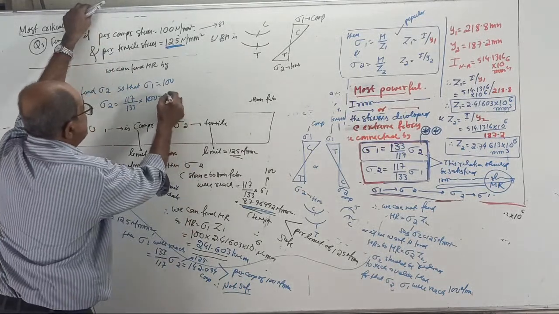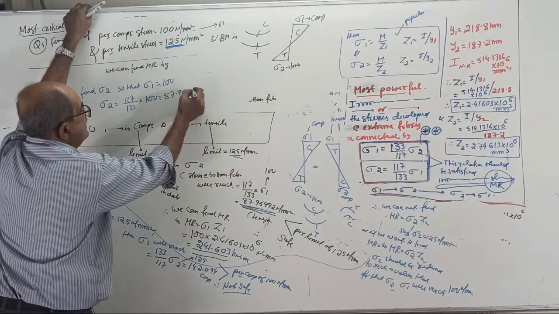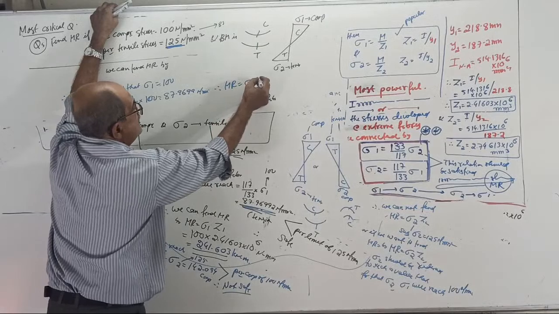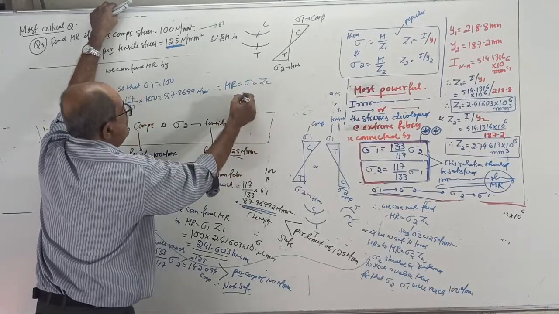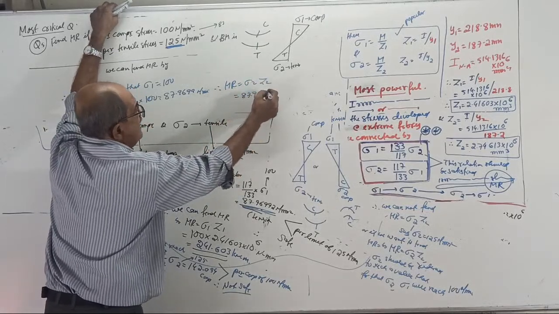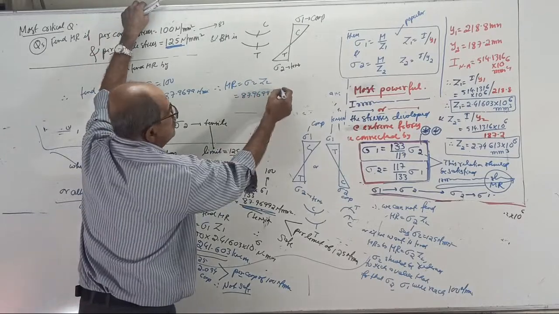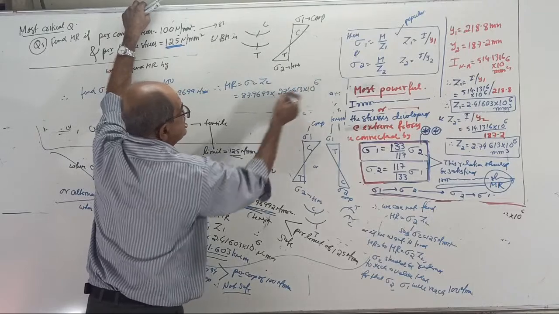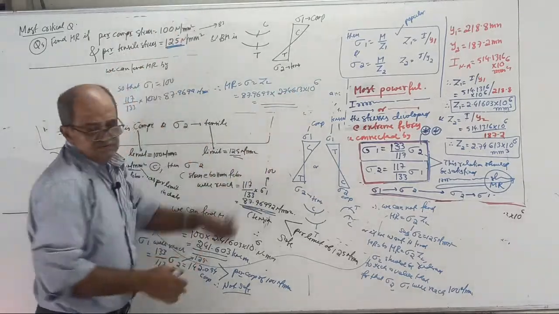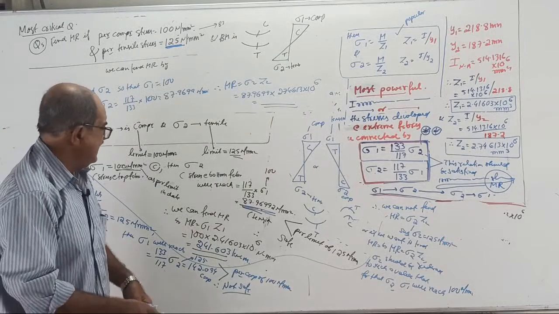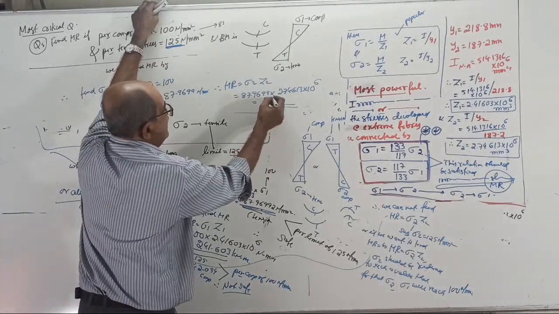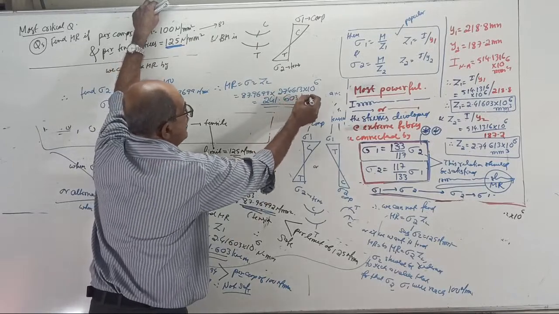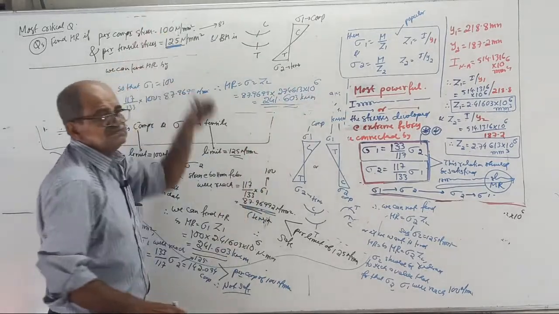87.9699 Newton per mm square. Therefore, find MR equal to sigma 2 Z2, which is 87.9699 into Z2, which is 2.74613 into 10 to the power 6. I will give the answer. Why? It is the same answer. Check the answer. 241.603 kilonewton meter. It has to be the same.